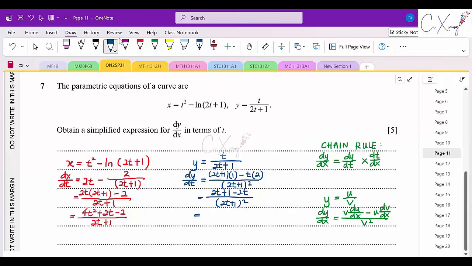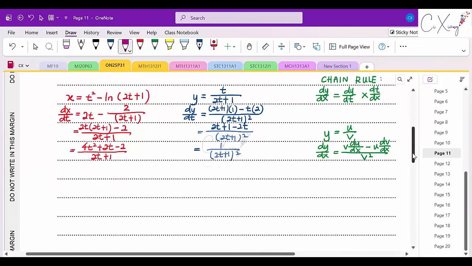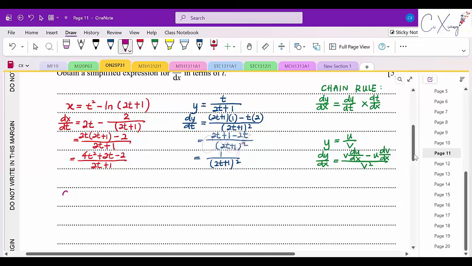And eventually, what I have here is 1 over (2t plus 1) squared, sorry. Okay, so I successfully get the dx/dt and also the dy/dt, and now I can combine them by using the chain rule to get dy/dx. Alright, so let's start with the chain rule now. I just show you the formula here: dy/dx means dy/dt multiplied with dt/dx.